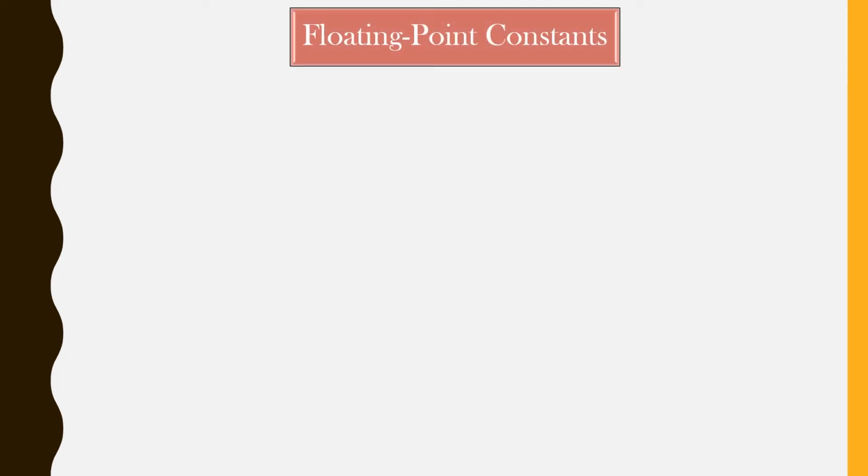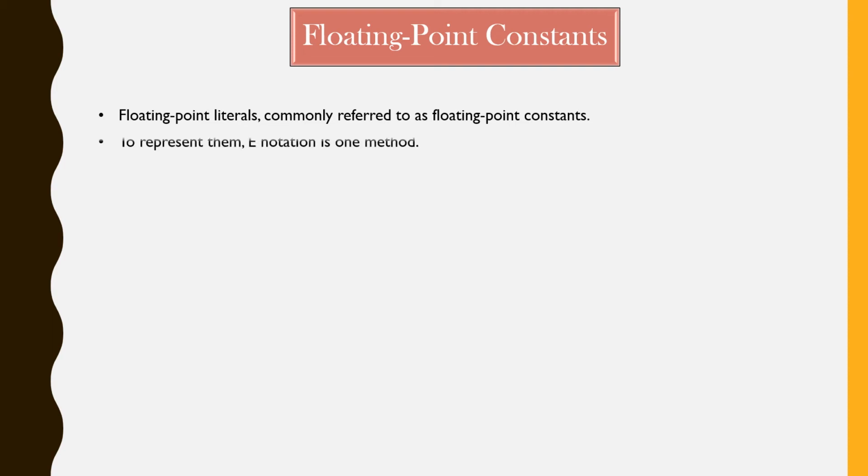So our next topic is floating point constants. Floating point literals, commonly referred to as floating point constants, may be expressed in a variety of ways. E notation is one method. When you are writing numbers that are extremely large or extremely small, this will probably be the easiest way. E notation numbers may be expressed with an uppercase E or a lowercase e.